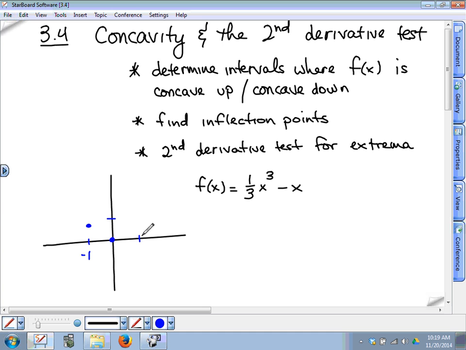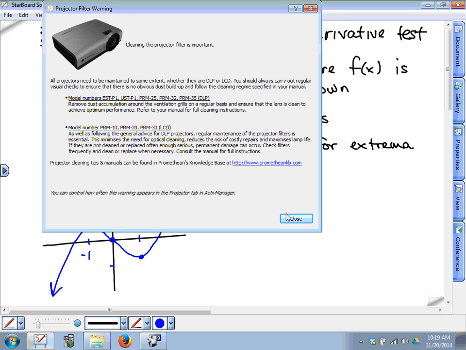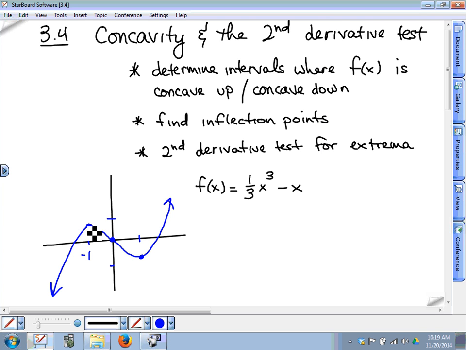And there's a point at 1, negative something right about here. There you go. So try to draw that graph as best you can.